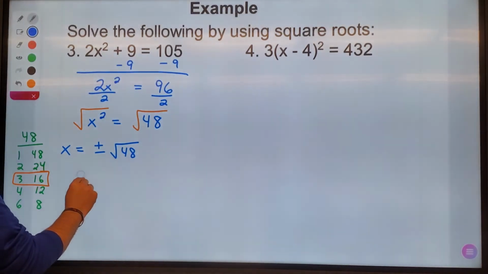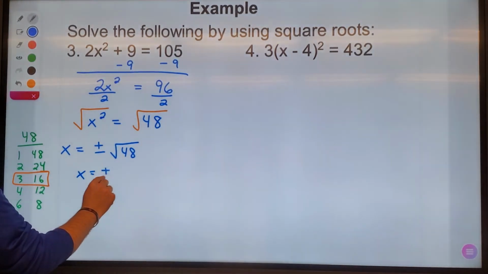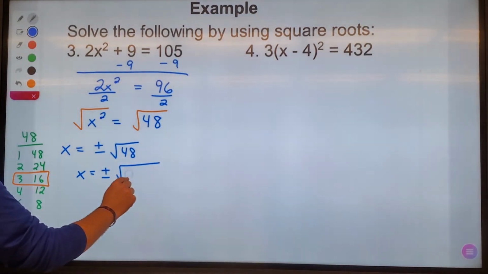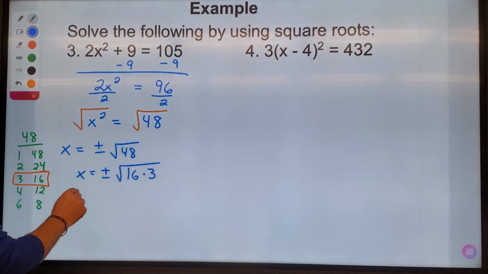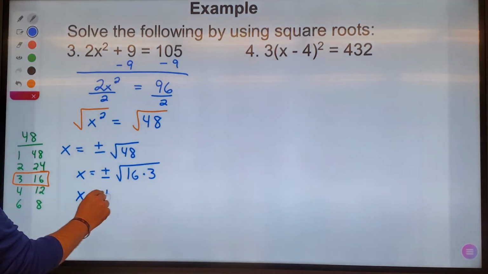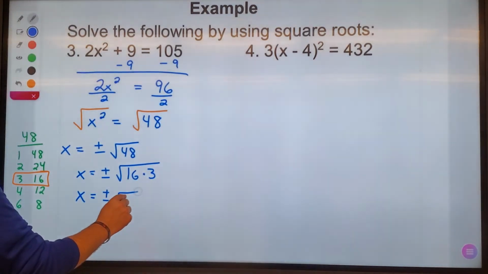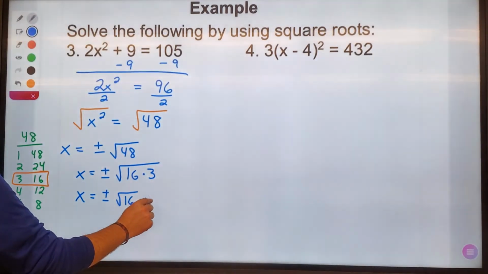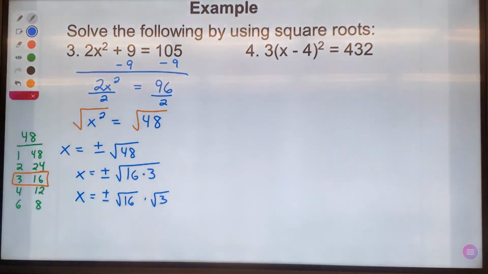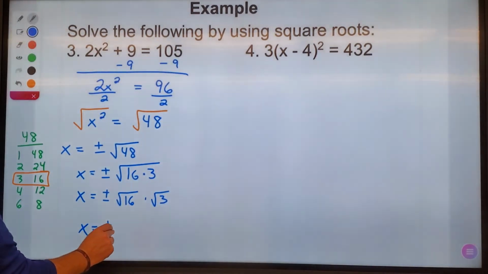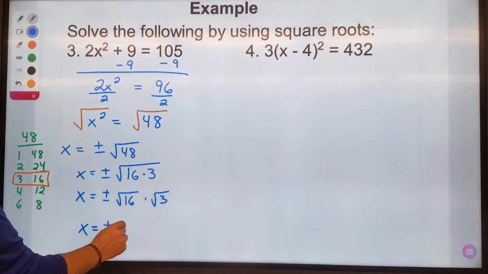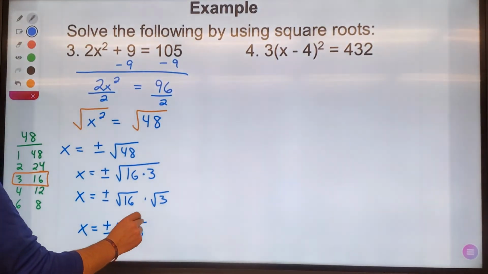That means this then becomes x equals plus or minus square root of 16 times 3. And again, using my property, I'm going to undo this square root to be square root of 16 times the square root of 3. And the square root of 16 is 4. So plus or minus 4 square root of 3.